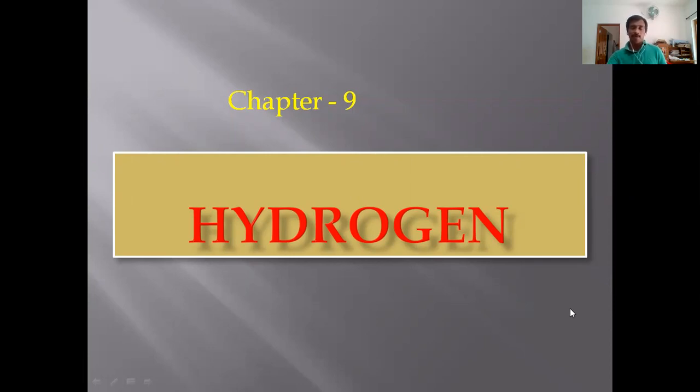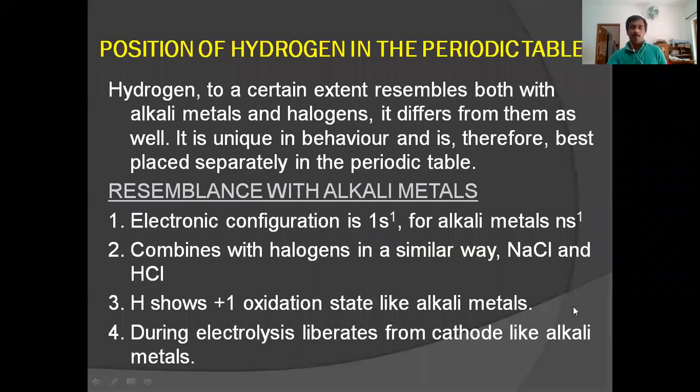Hydrogen is familiar to you. It is the most abundant element in the universe. And in the case of hydrogen, its position is disputed. Where is the position of hydrogen? We have considered it a failure of the modern periodic table and also Mendeleev's periodic table. They failed to give a good position for hydrogen.